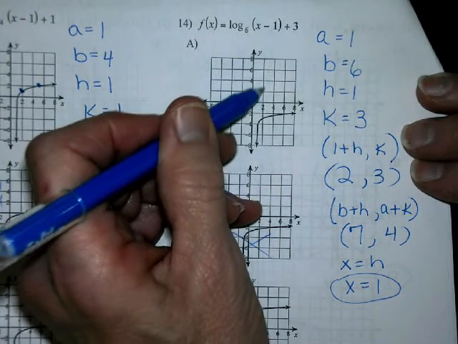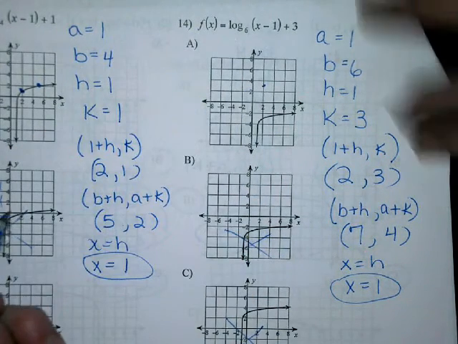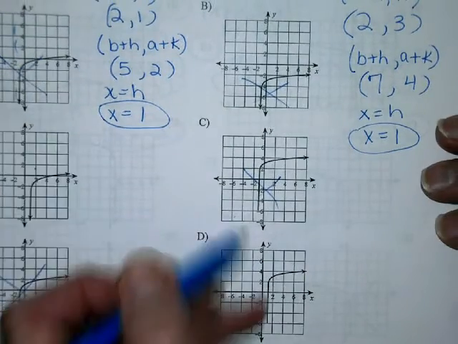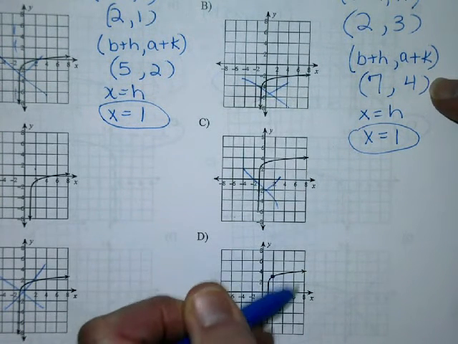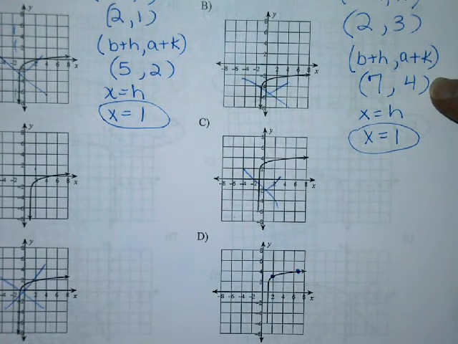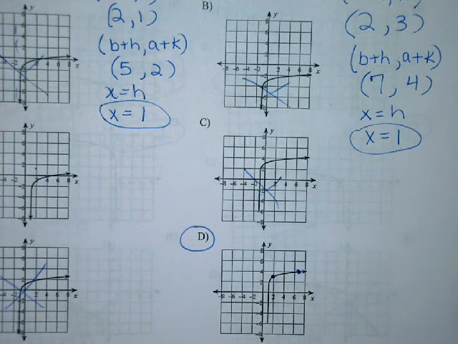So there's my asymptote. B is out, C is out. I have to find 2 over 3 up. So it's not on A. So 2 over 3 up, and for the next one I go 7 over 4 up. And it's still on the graph, so that's good. It didn't fool us.